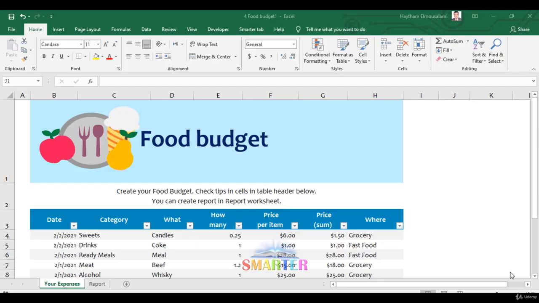Hi everyone, and today we are going to discuss the food budget template. This food budget template is very simple. You just select the date, write today's date or the date of purchase.